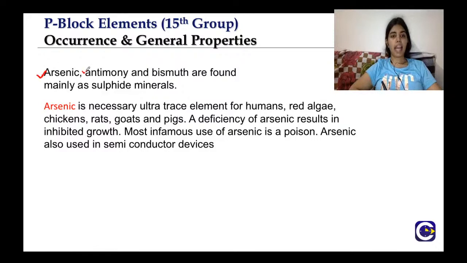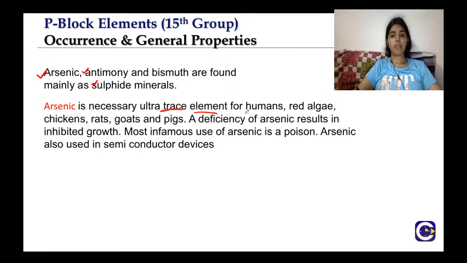Arsenic, antimony and bismuth are mainly found as sulfide minerals. Arsenic is a trace element. What do we mean by trace element? It is not required in a large amount by our body; rather a small amount is enough for humans, red algae, chickens, rats, goats and pigs. A deficiency of arsenic results in inhibited growth, meaning the living being will not grow properly.